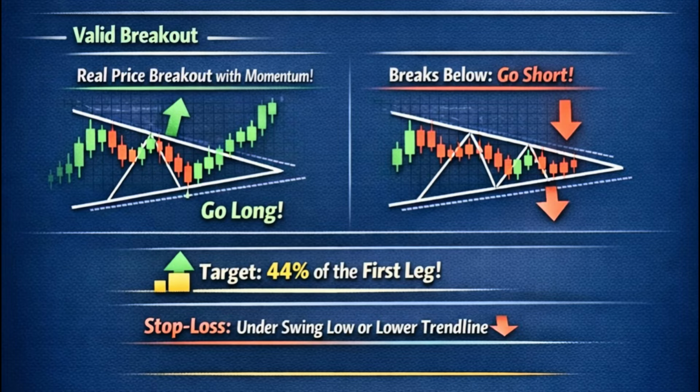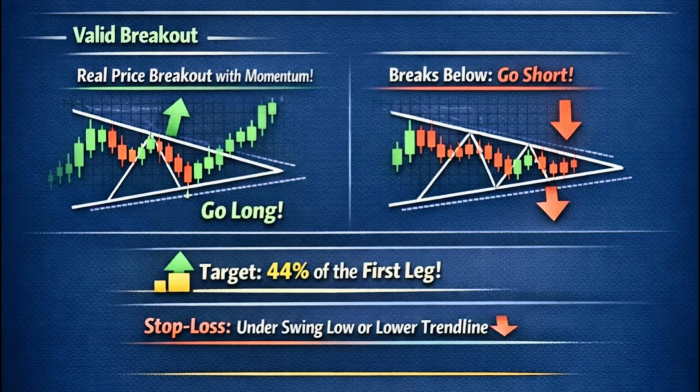So, how do we trade it? If the upper trend line breaks, I enter long. If the lower trend line breaks, I enter short. A stop loss goes under the previous swing low or under the lower trend line. The target is usually 44% of the first leg that created the triangle. Once that target hits, I know the pattern is active and the trend is continuing.